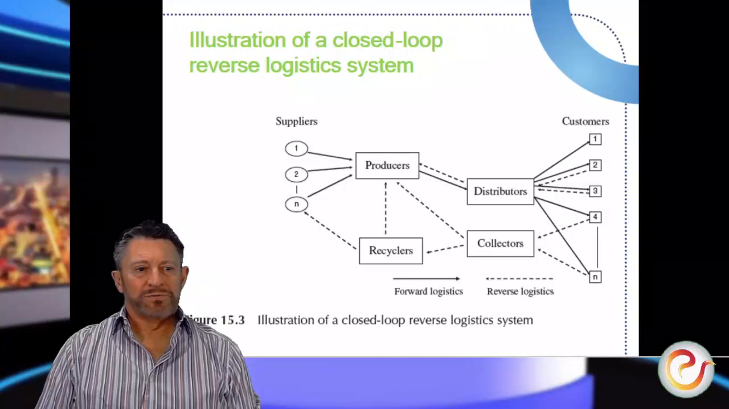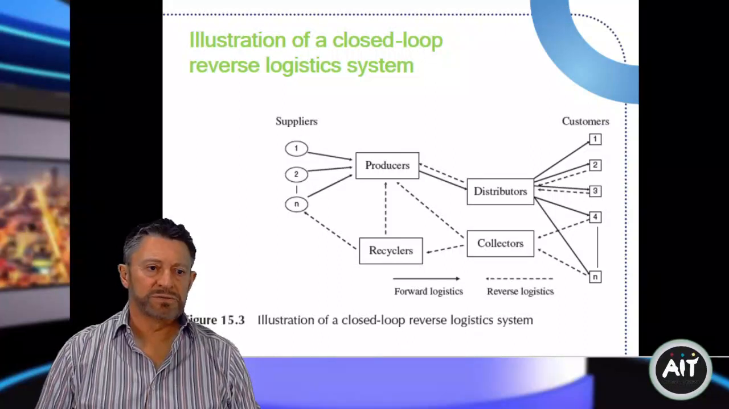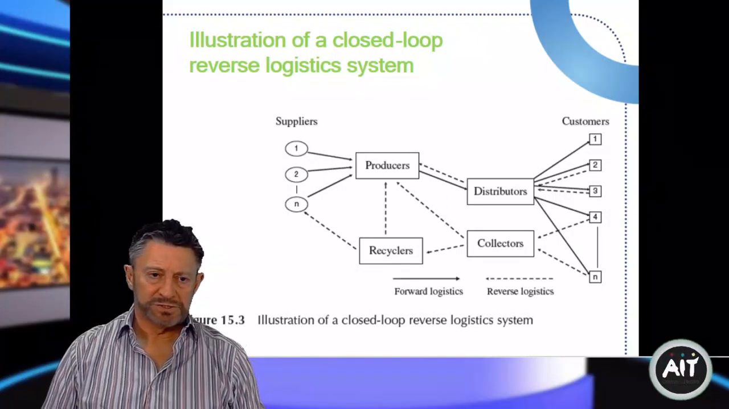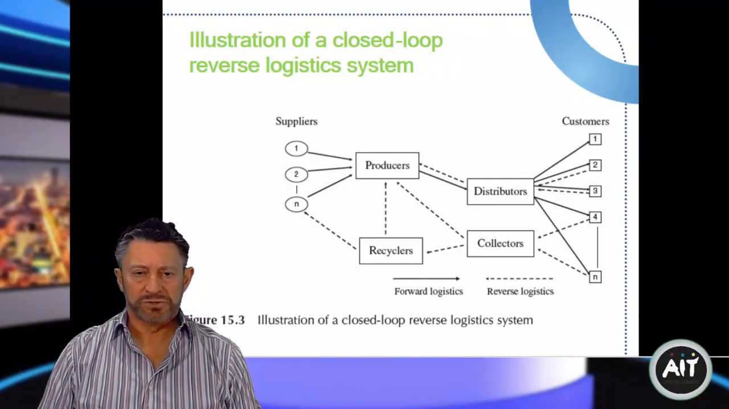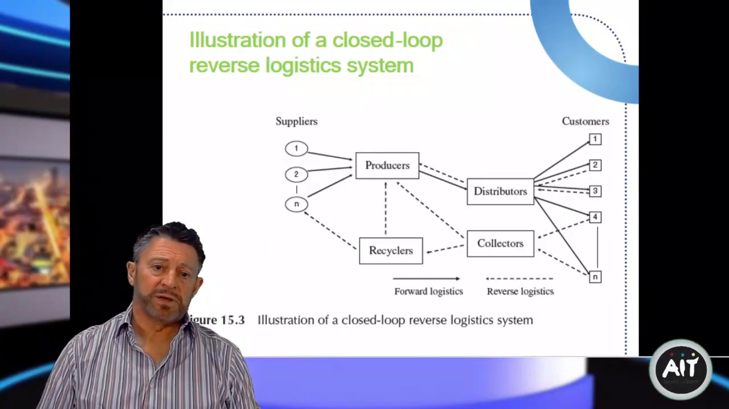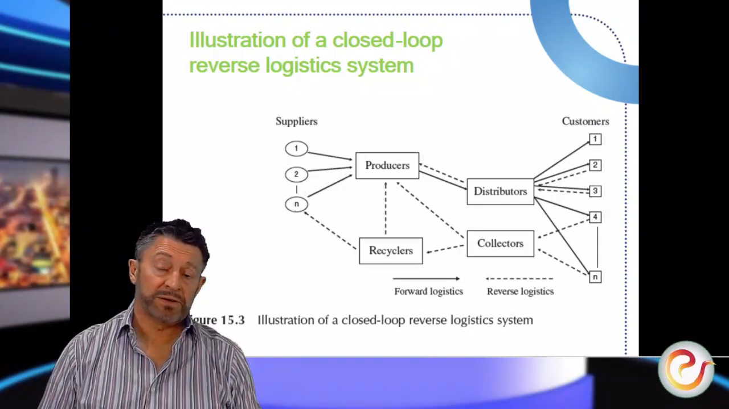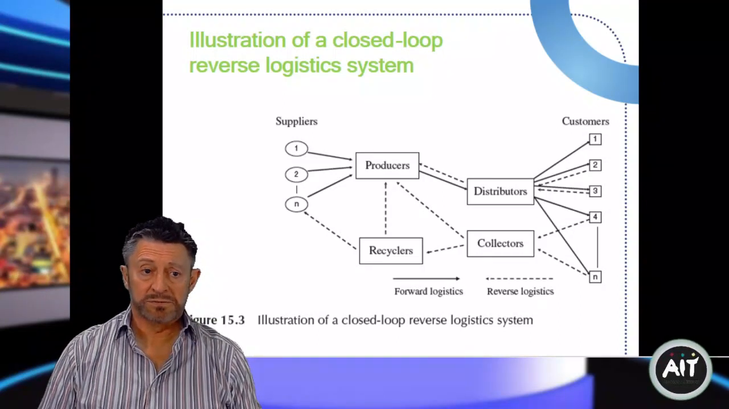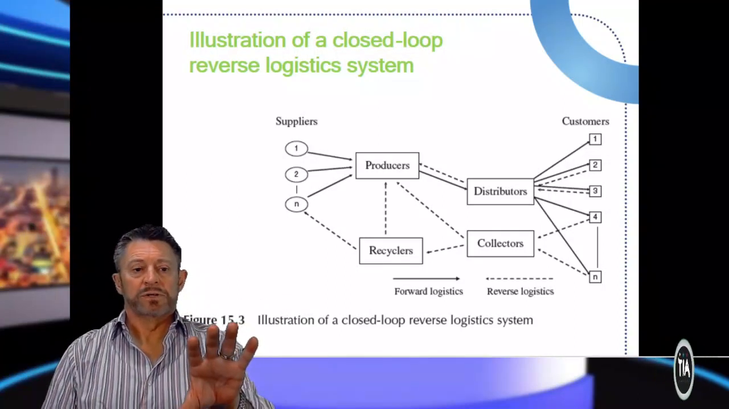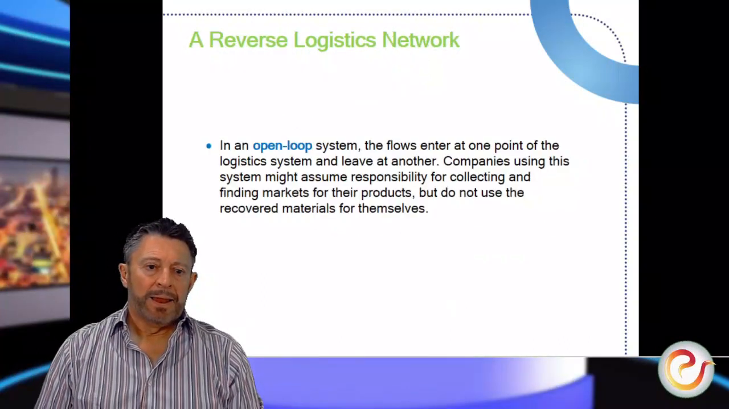For illustration, here's an example of a closed loop reverse logistics system. Here you have the original suppliers feeding into the producers, who then send on to the distributors, and then finally onto the customers. Then you see the feedback coming from the customers, either back to distributors or back to collection points, back to recyclers, and can either go back for total reconstitution or go back to the producers for reuse. It's very similar to the forward logistics until you get to this point where you have the reverse logistics again. Okay, that's a closed loop system.